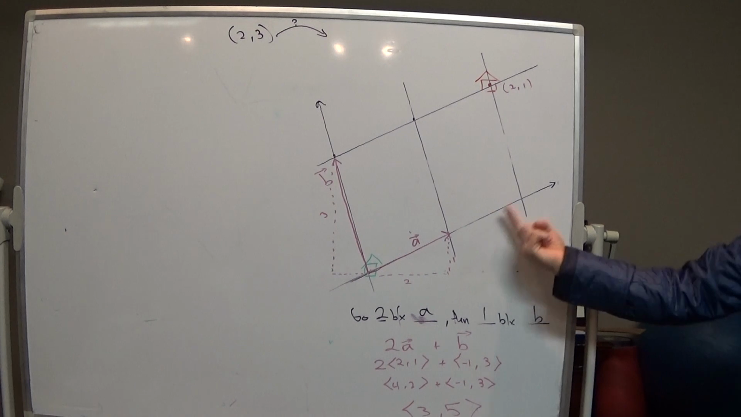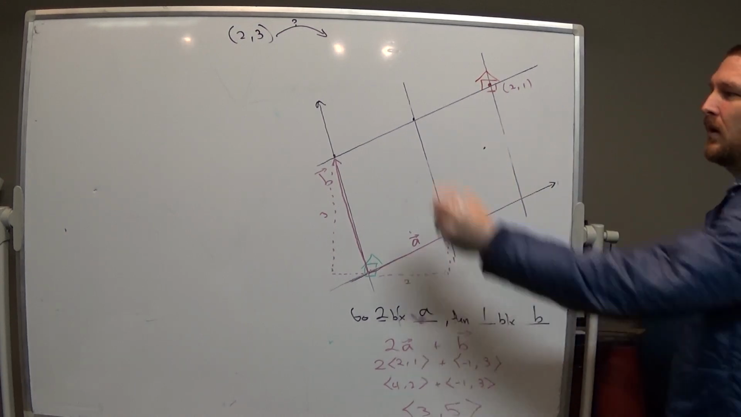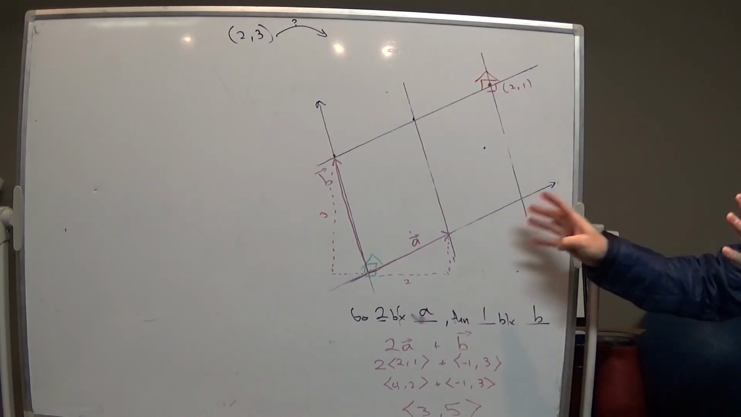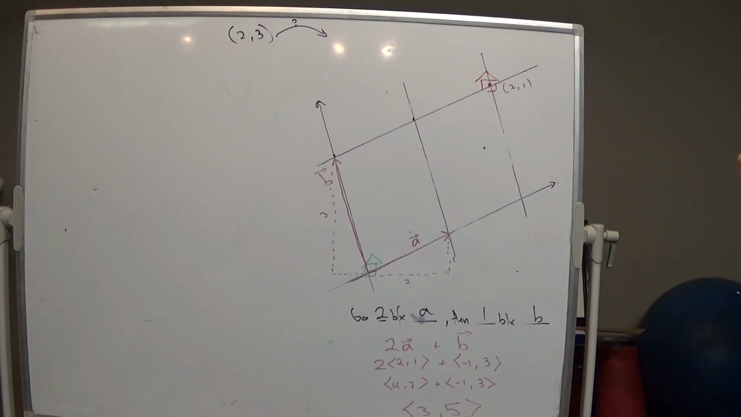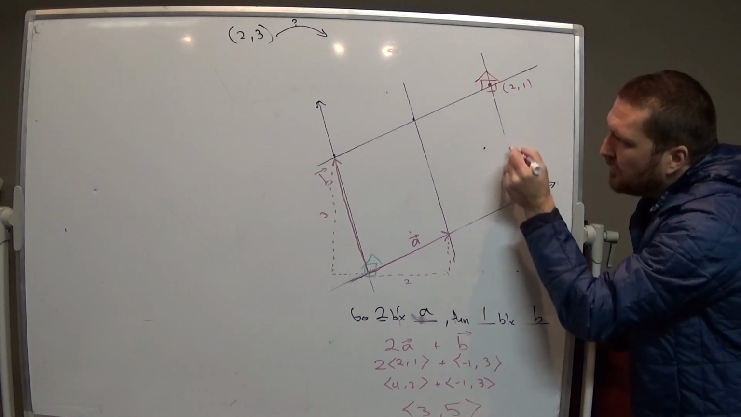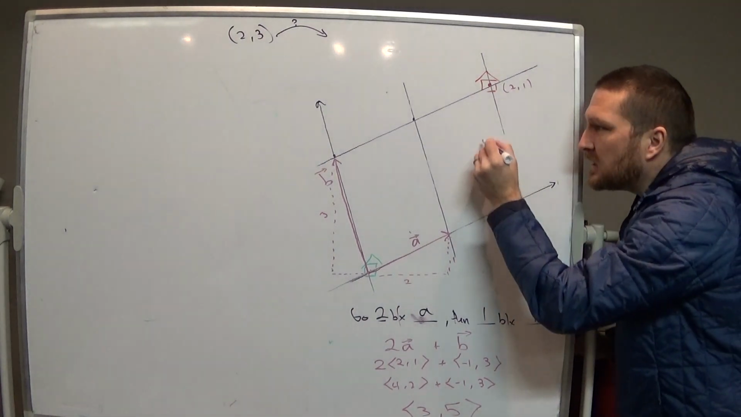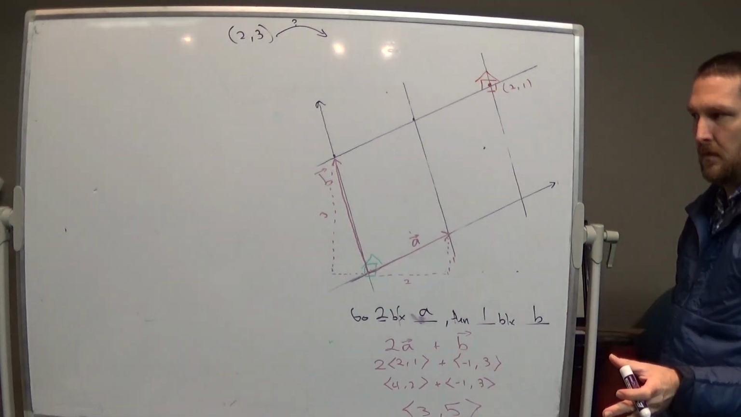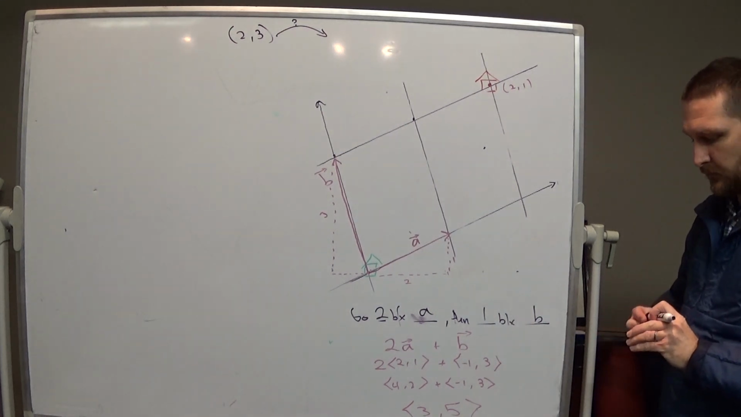But what if it was like here? Or what if it was here? Or what if the coordinate was way up there? You're not going to sit there and draw things out and figure out how far this is to here, to here. Nobody's going to do that. This is how you do it.